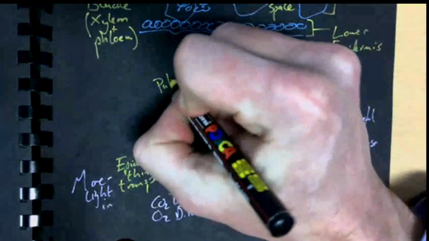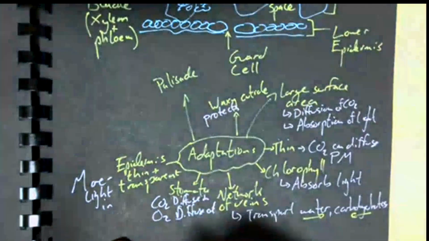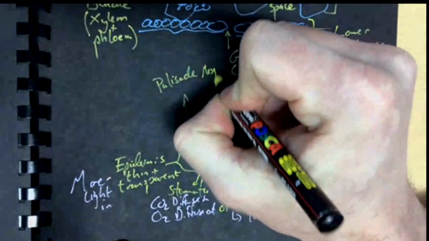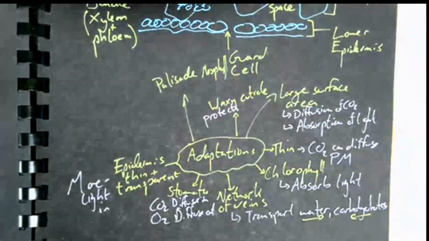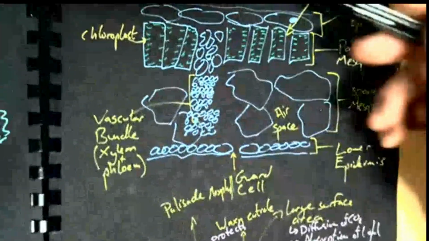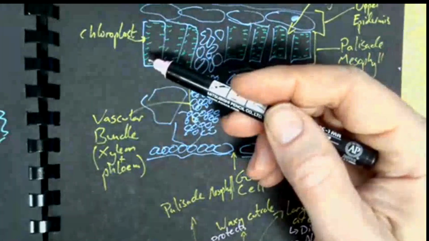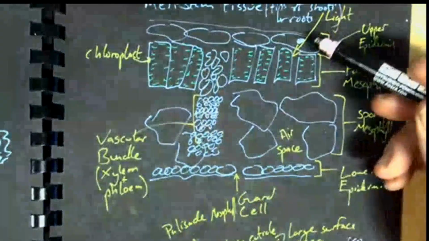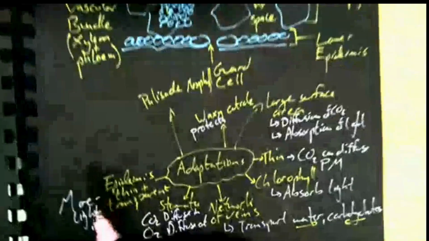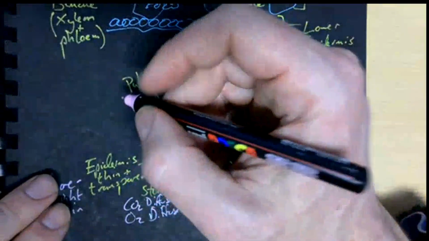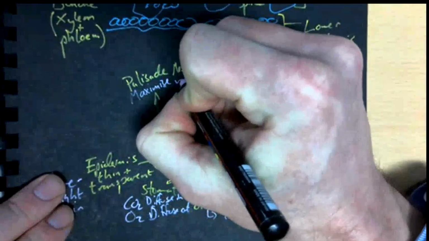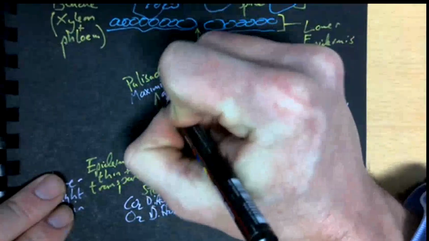We've got our palisade mesophyll layer. Write the whole word this time. Got our palisade mesophyll. And the way these cells are shaped and stacked together is absolutely optimizing the amount of light absorbed so that they can then maximize the amount of photosynthesis happening. So palisade mesophyll is there to maximize light being absorbed.